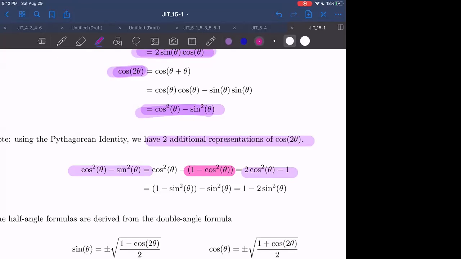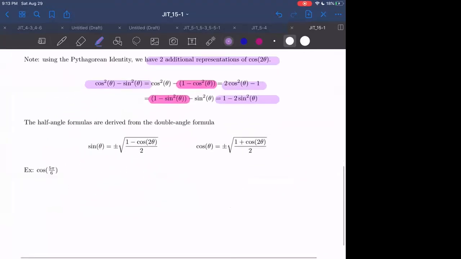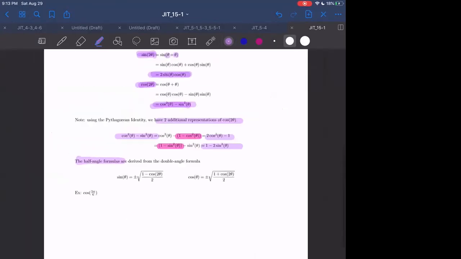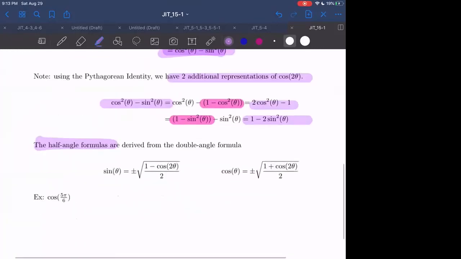We also could do something similar. Instead of replacing the sine with cosine, we could replace the cosine with 1 minus sine squared. And that gives us that cosine of 2 theta is equal to 1 minus 2 sine squared of theta. Okay, so those are just other ways that we can rewrite it and look at it. All right, and so then from our double angle formulas, we can get our half angle formulas.